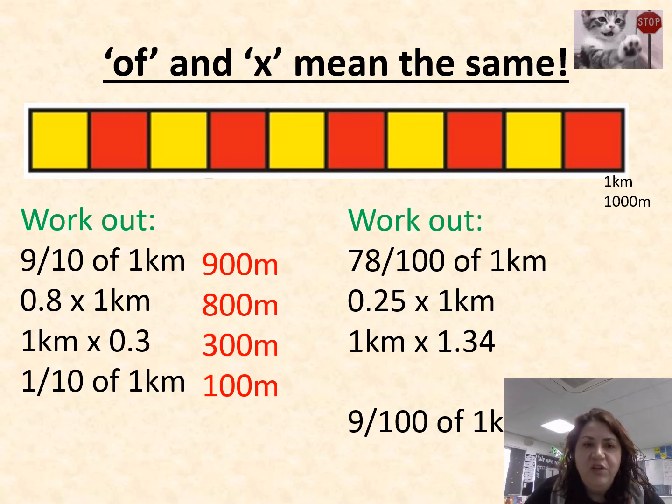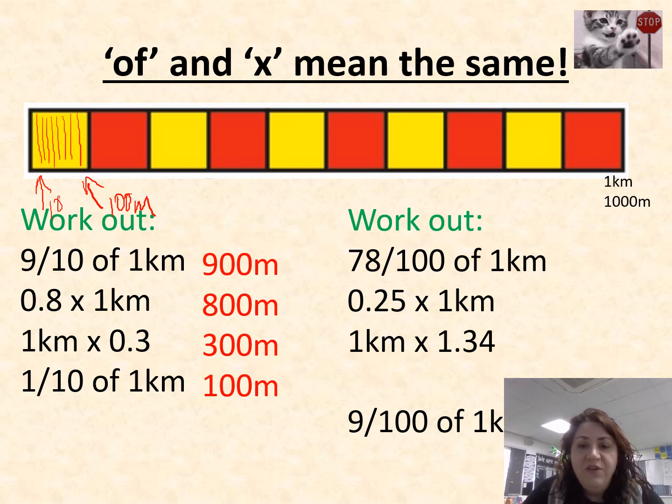So what you've got to do is split in your head, split each of these into 10 sections, and each of those would be worth how many? 10. So each of these would be worth 10 metres, sorry, so that one whole section is worth 100 metres. Okay, so you've got 78 hundredths, then 0.25, 1.34, and then 9 hundredths. Please remember the digits don't change, they just move.